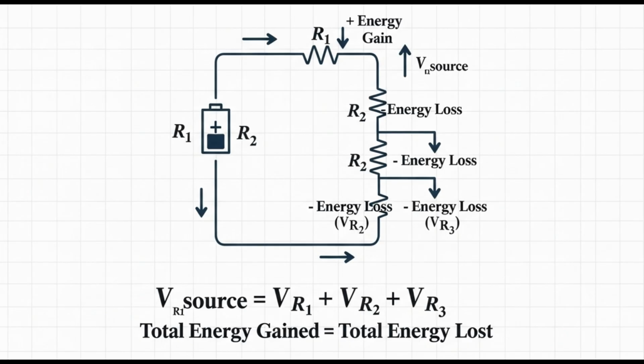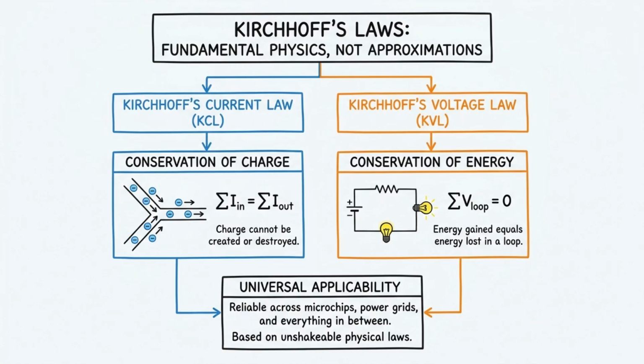KVL is based on the conservation of energy. As charge moves around a closed circuit loop, energy can be gained from sources such as batteries and lost across components such as resistors. The total energy gained must equal the total energy lost. These conservation principles are not engineering approximations but fundamental laws of physics. Because electrical circuits obey conservation of charge and energy, Kirchhoff's laws work reliably across an enormous range of electrical systems.